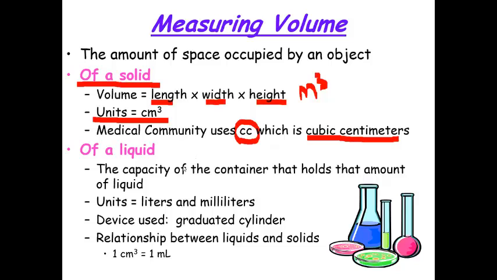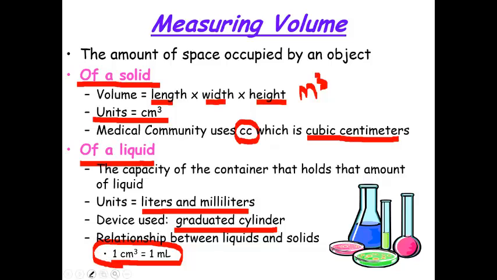For a liquid, we commonly, though, use liters or milliliters just because it's easier. And we used graduated cylinders to measure that. The relationship is 1 centimeter cubed is equal to 1 milliliter. So those are exactly the same. So if you're going to get a cc of medicine, that's the same thing as giving you a milliliter of medicine. Okay.